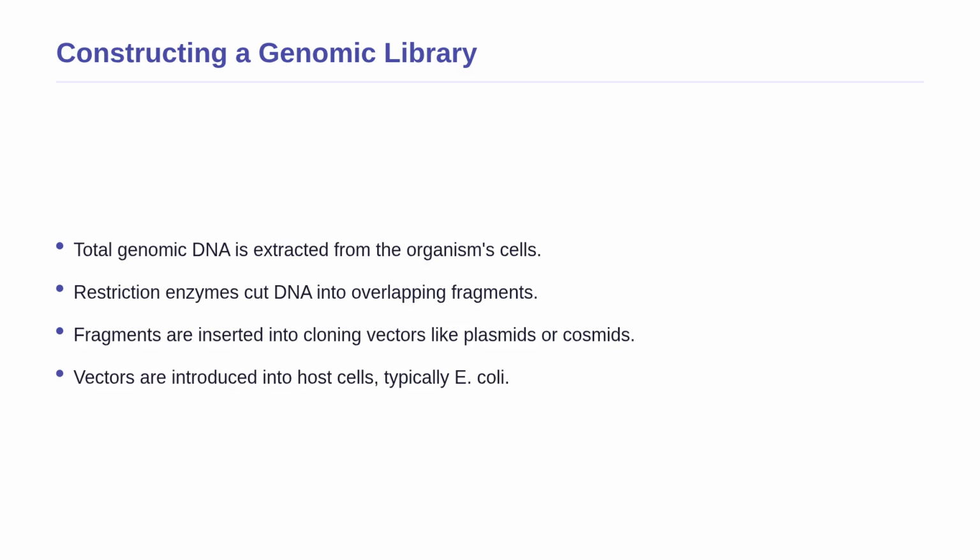Now that we understand what a genomic library is, let us look at how it is actually built in the laboratory. To create one, scientists first extract the total genomic DNA from an organism's cells. They then use specialized proteins called restriction enzymes to cut this long DNA into thousands or millions of overlapping fragments. These fragments are inserted into delivery vehicles, known as cloning vectors, such as plasmids or cosmids. Finally, these vectors are introduced into host cells, typically a harmless strain of E. coli bacteria, where they are copied every time the bacteria divides.